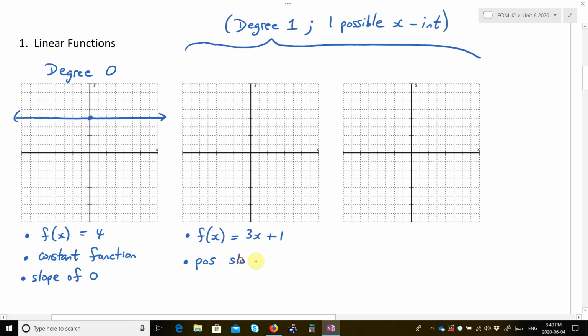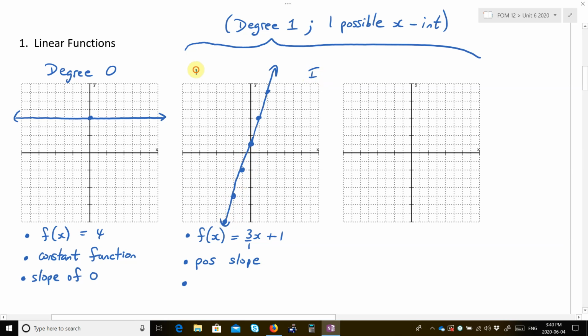This one has a positive slope. If we graph it, the y-intercept you can see is positive 1. The slope is 3 over 1, so you go up 3, 1 to the right, and up 3, 1 to the right. It goes off like that. Back the other way is down 3, 1 left, down 3, 1 left, down 3, 1 left.